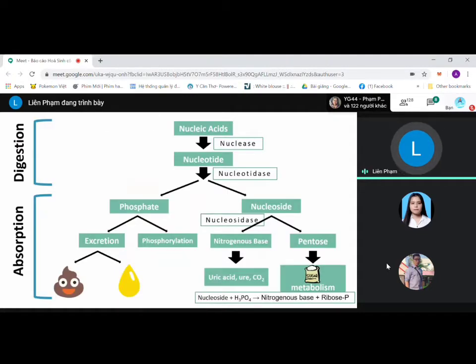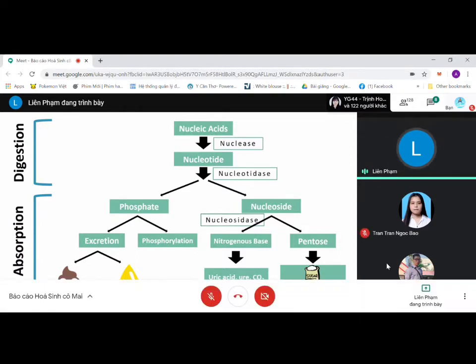Okay, now let's take a look at this diagram. This is the summary for everything I have talked about. We can obviously see that the phosphate is used in phosphorylation or excreted. The pentose metabolism is the same as usual glucose metabolism. And the last products of nitrogenous base metabolism are uric acid, urea, and carbon dioxide.